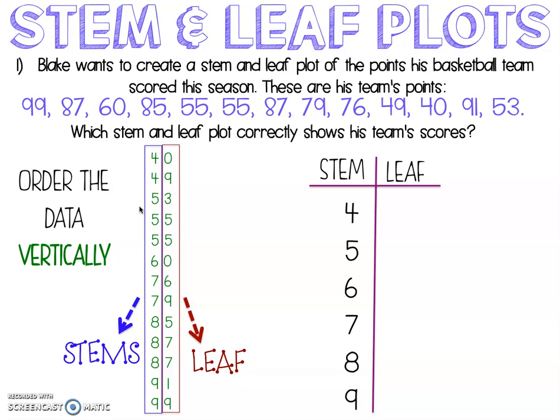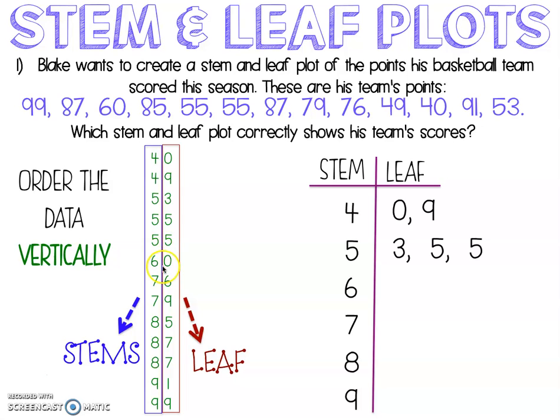Now we're going to add our leaves to the appropriate stem. With my 4, I have a 40, so the leaf would be a 0, and a 49, so the leaf would be a 9. Now remember, we're going to use commas to keep our numbers clear. So this number represents 40, and this number represents 49. For our 53, we're going to do the exact same thing. 5 is our stem, and then I have a 3, a 5, and a 5 as my leaves.